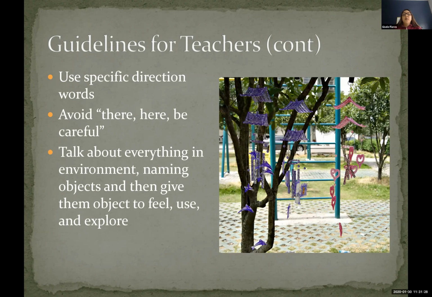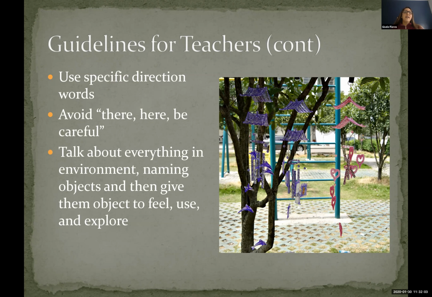Also, when we're talking with children with vision impairment, we have to be very specific. If I were to tell you, hey, the slide's over there, and you have vision impairment, you can't see my finger point, you have no idea where over there is. And so it's very important to be specific. If you walk 3 steps and then you turn your body towards the light and walk 4 more steps, you're going to be at the slide. So very specific wording. Avoid there, here, or be careful, because that doesn't give the child instruction.